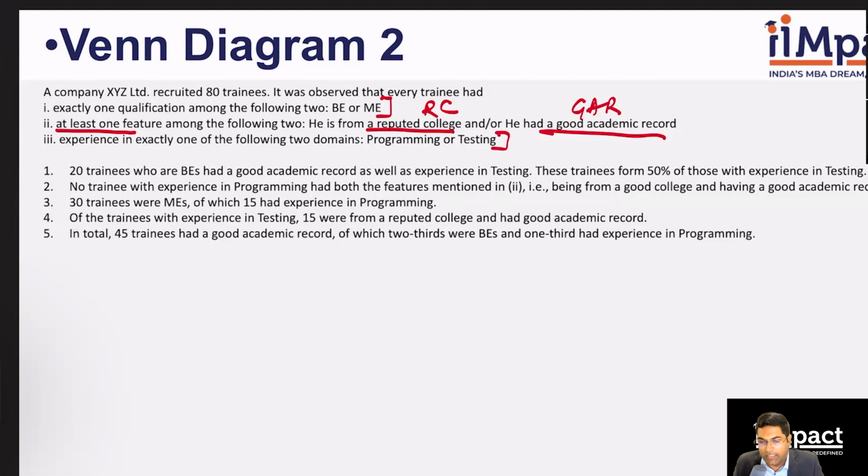So guys, tell me this. How many things can one person hold maximum? From these 6 things that we have been given, what is the maximum number of things a person can hold on their profile? 4. It's a 4 set Venn diagram. That's it. Minimum will be 3, because we've been told at least 1. So minimum will be 3, but maximum will be 4. That's it. Okay. Now let's see how I structure the Venn diagram.